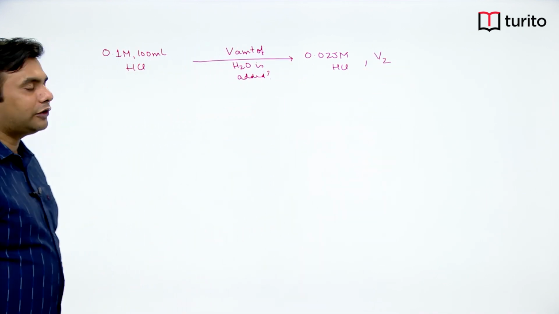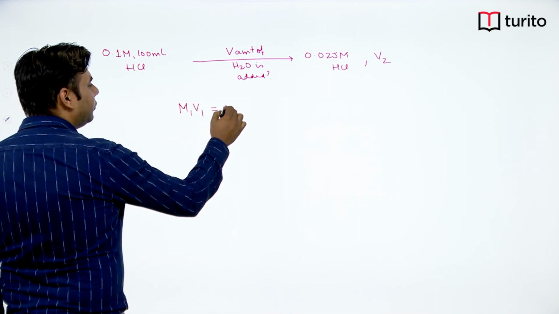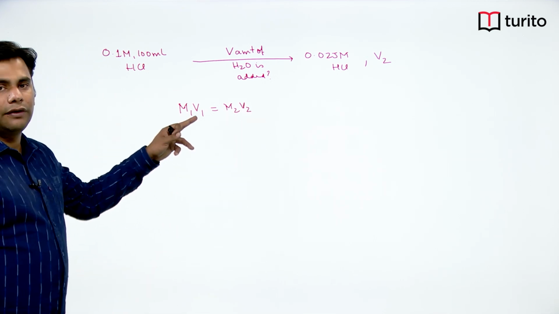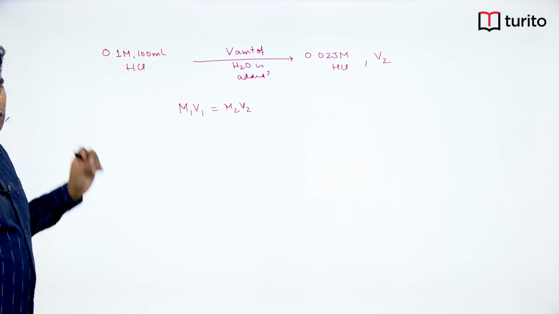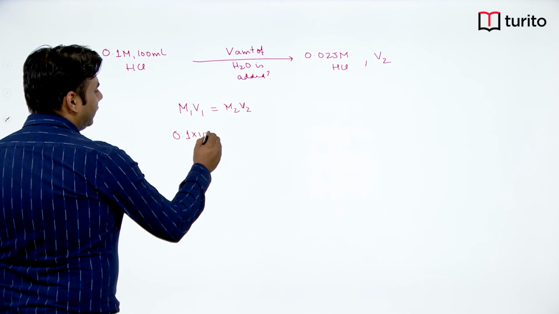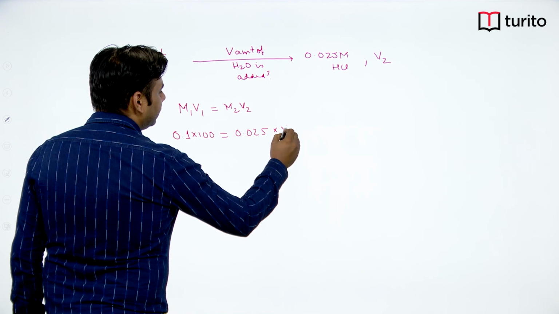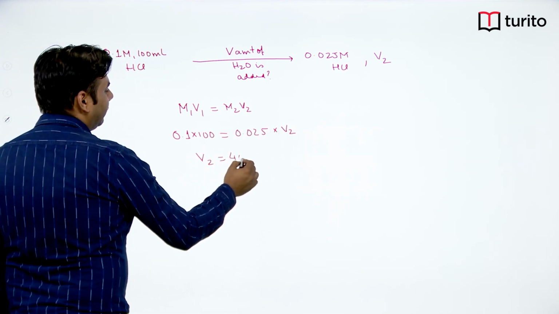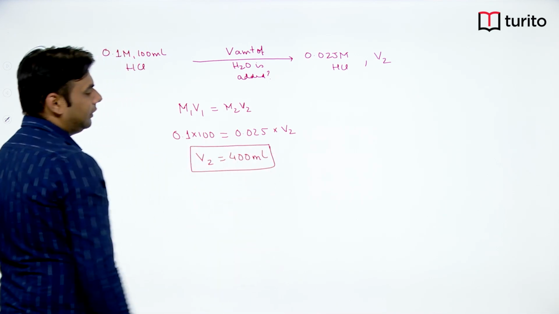Because this is the case of dilution, we directly say that M1 into V1 equals M2 into V2. Now M1 into V1 will indicate the number of millimoles of HCl because we are taking volume in ml. So this would be 0.1 into 100. This would be M2, which is 0.025 into V2. So this will get cancelled out and we get the volume as 400 ml. So the volume of the solution is 400 ml.